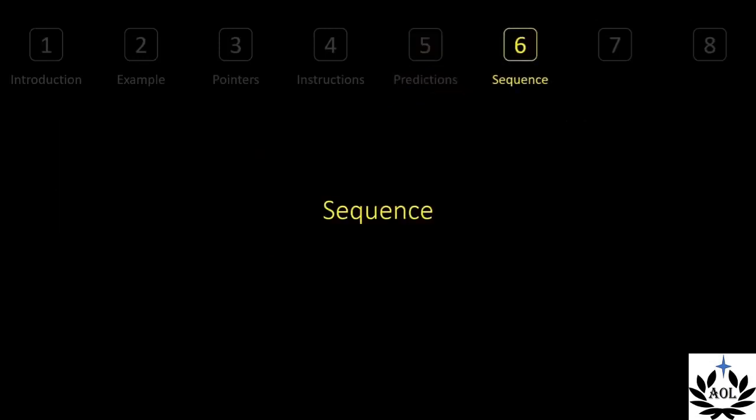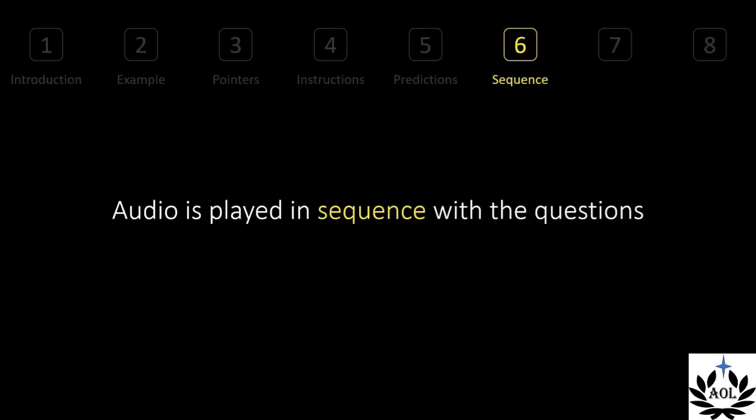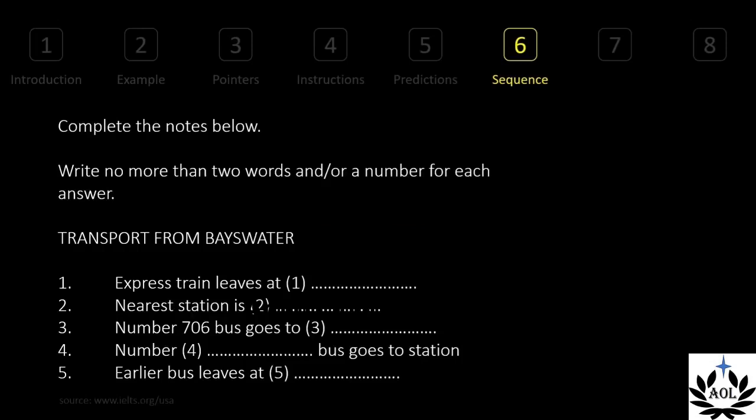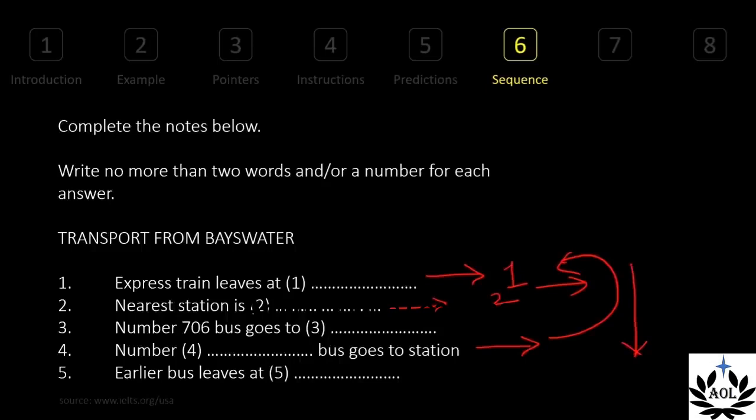Third is sequence. Now, what is the meaning of sequence? Let's say audio is always played in sequence with the questions. Let's see the questions again. When you look at this, we have question 1, question 2, 3, 4, 5. When the audio is being played, they'll talk about this information, number 1. Then they'll talk about this information, number 2. There can be information between these, but what they can't do is talk about information number 4 and then suddenly go back to 1. They cannot. They have to go in the same sequence. Always, in every kind of question in listening, they have to go in the same sequence. Remember that. Sequence is important and you should get an idea what it means.